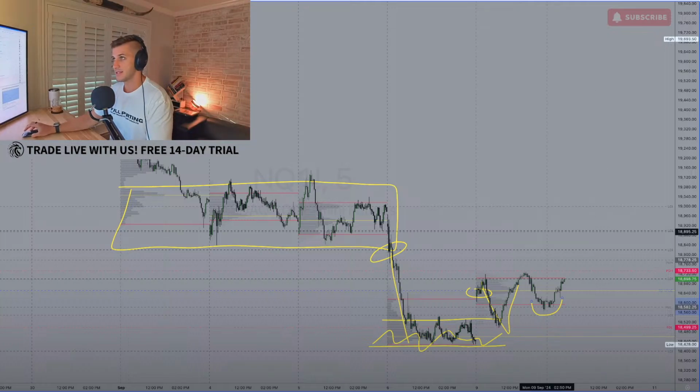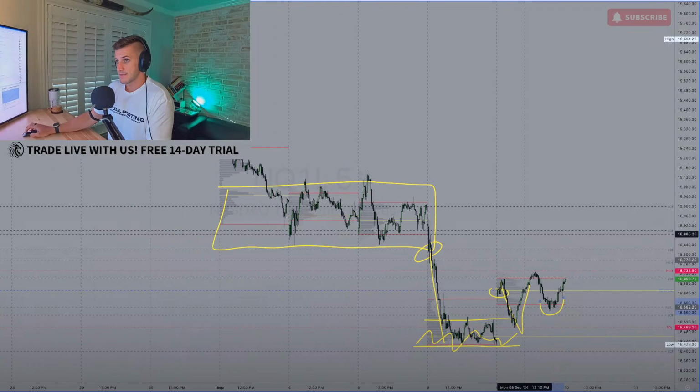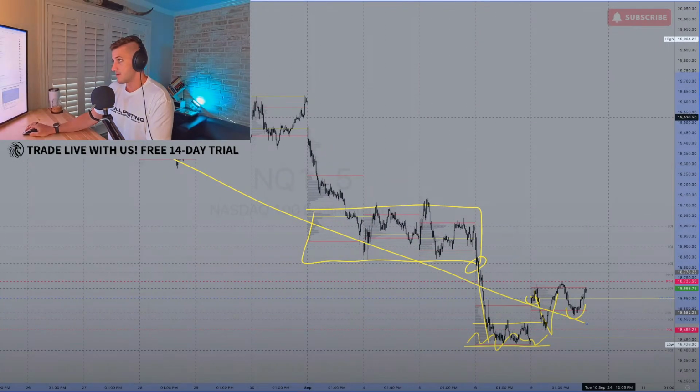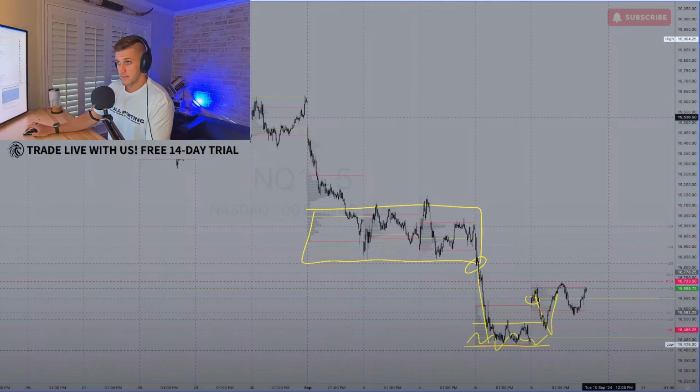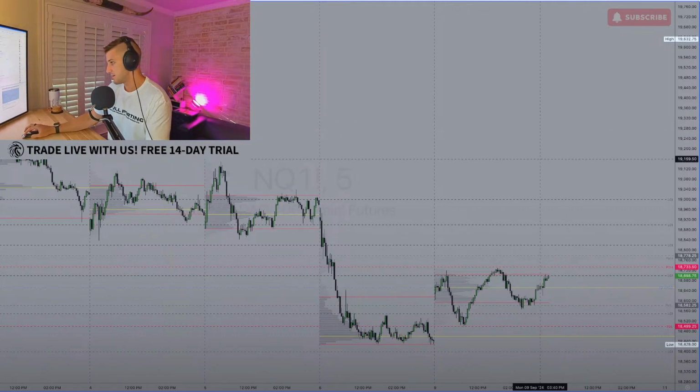Now the tricky thing is the big picture context, right? Zooming out, what is this? This is all a trend lower. So we do have some time frame misalignment here as far as the trend is concerned, which always poses some challenges.